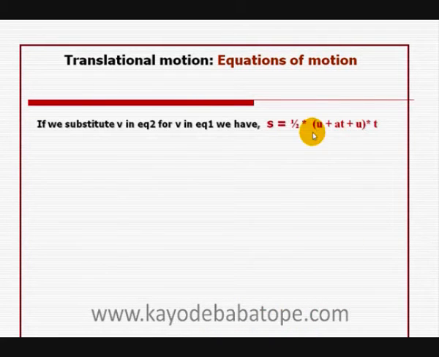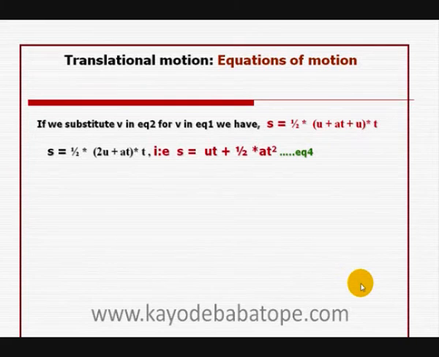So that will give us S equals to half times U plus AT plus U times T. So if we simplify that, we will have S equals to UT plus half AT squared. I'm sure you can further simplify this yourself to know how we came this far.